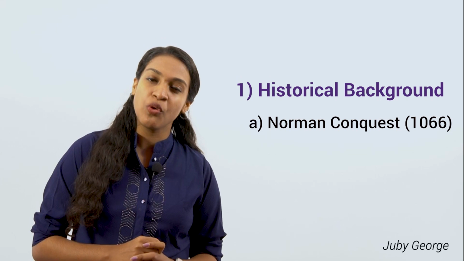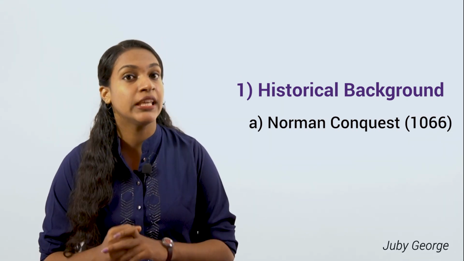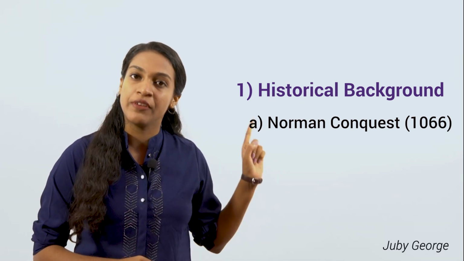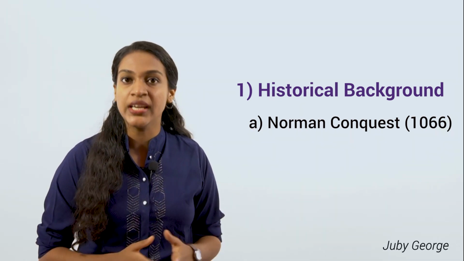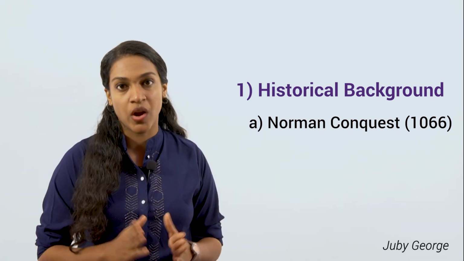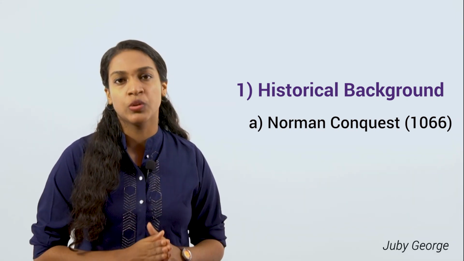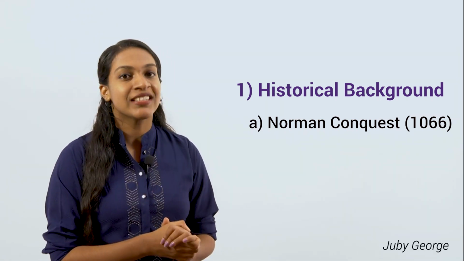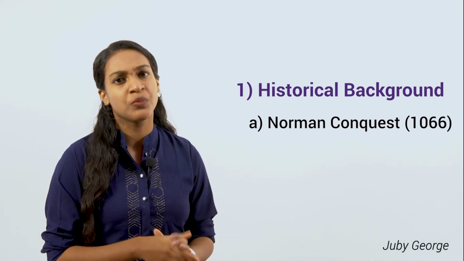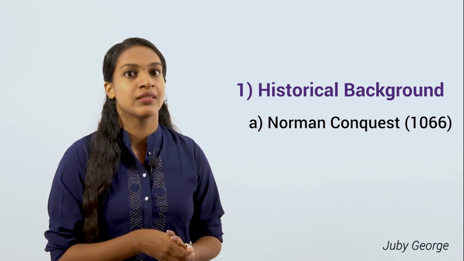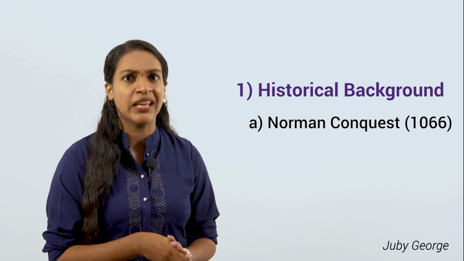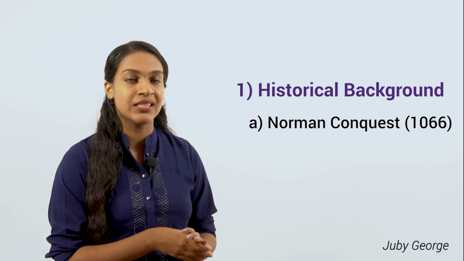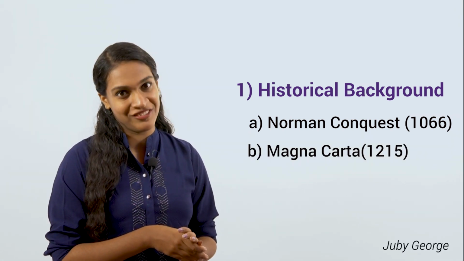Now, let's find the major historical events that happened during the Middle English period. The first one is something we have already discussed, the Norman Conquest of 1066, which is usually considered the beginning of the Middle English period. The second major event of this period was the signing of a document which was described by Lord Denning as the greatest constitutional document of all times. Yes, of course, it is the Magna Carta of 1215.